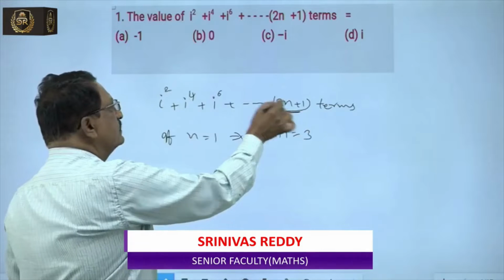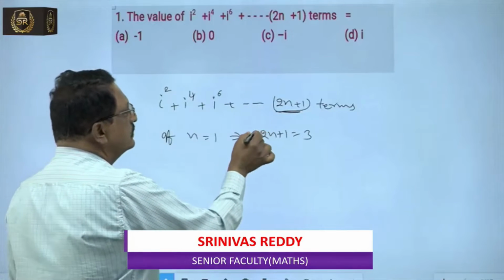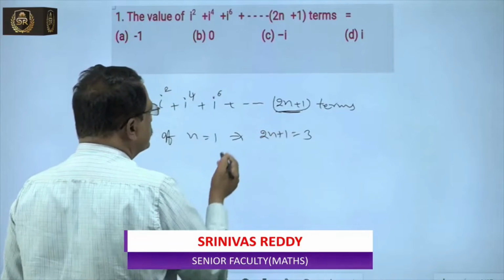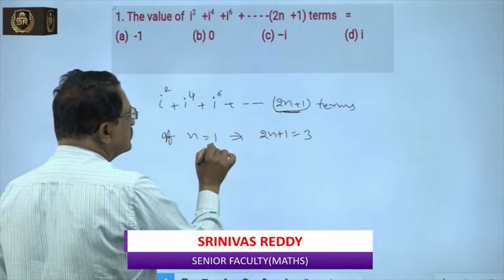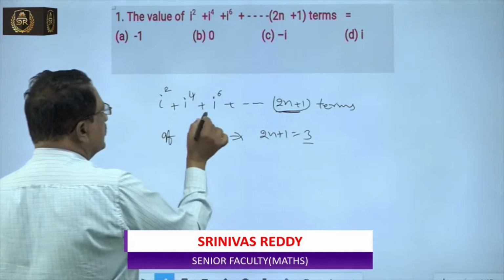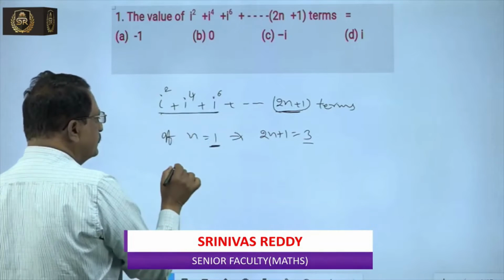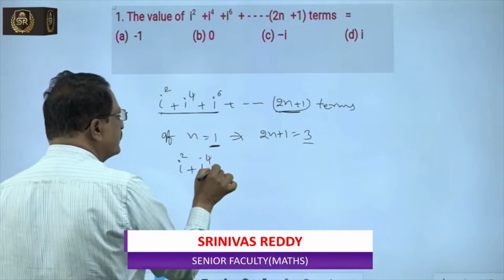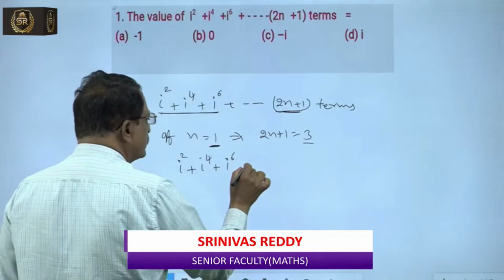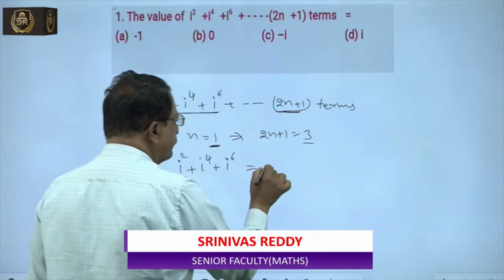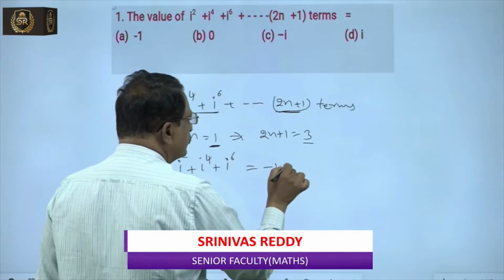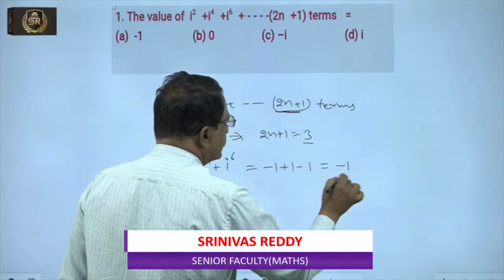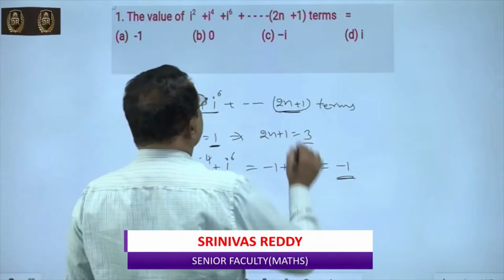If n equals 0, we get 1 term; n equals 1, 3 terms; n equals 2, 5 terms; n equals 3, 7 terms, and so on. Now take n equals 1, number of terms 3. The first 3 terms are i square plus i to the power of 4 plus i to the power of 6. But i square equals minus 1, i to the power of 4 equals 1, i to the power of 6 equals minus 1. Now that equals minus 1. Answer is minus 1.